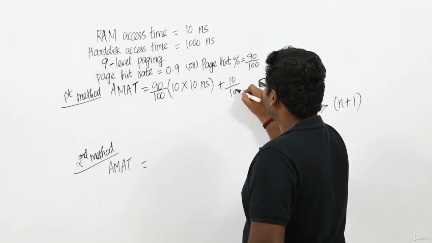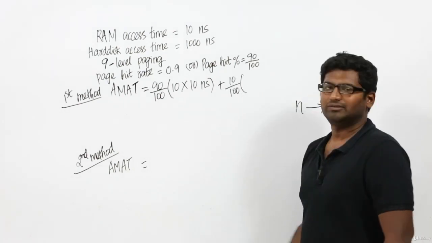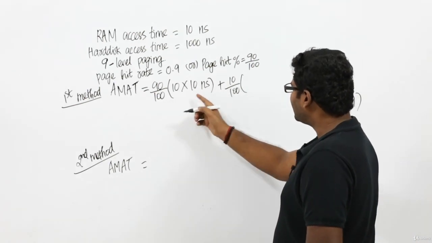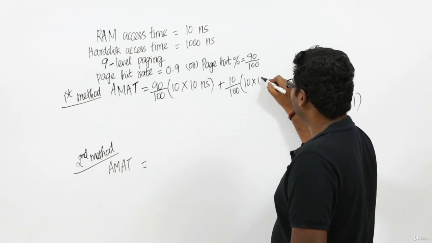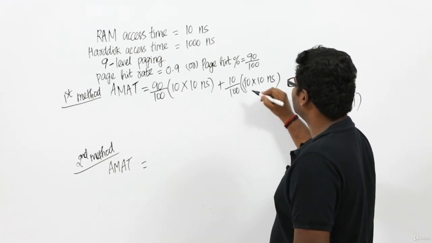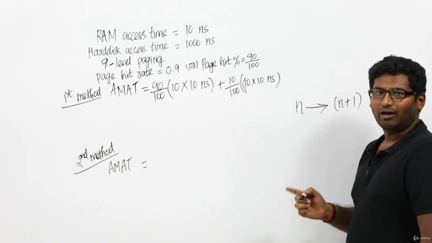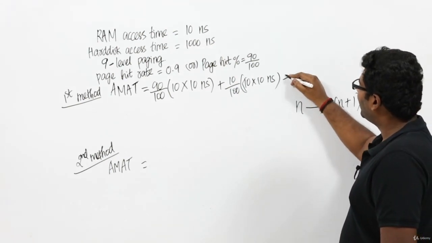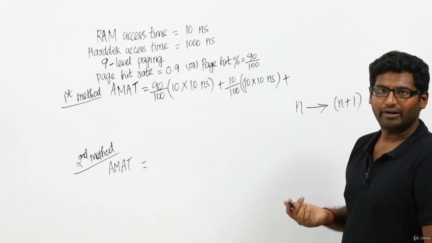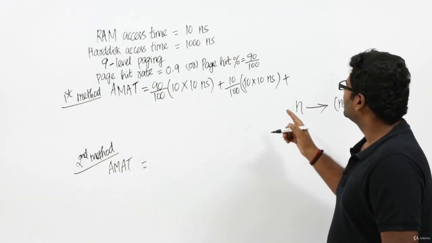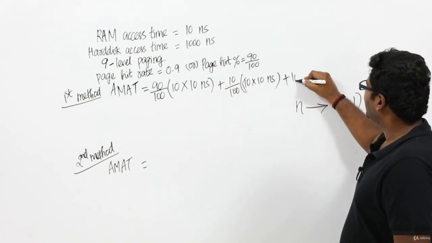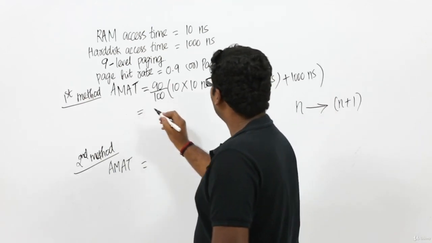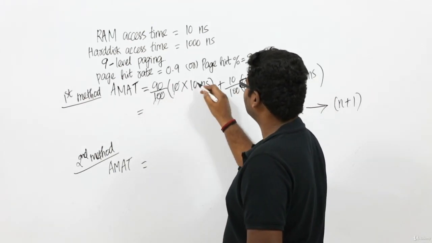And 10% of the times, which means in case the byte is not present inside the RAM, in that case what will happen? We need this 10 into 10 nanoseconds, which means we will access all the 9 levels of page tables along with the process. Also, we will have one hard disk access, because we need to move the data from hard disk to RAM. So for that it will take 1000 nanoseconds. So what will happen here? These two zeros will get cancelled.